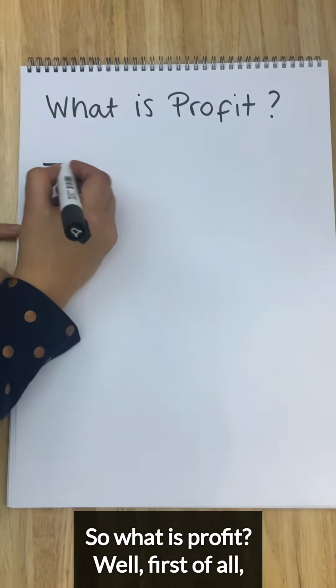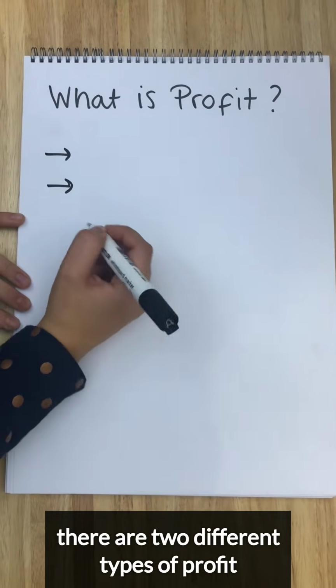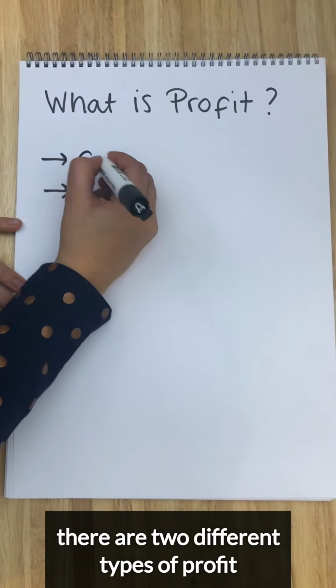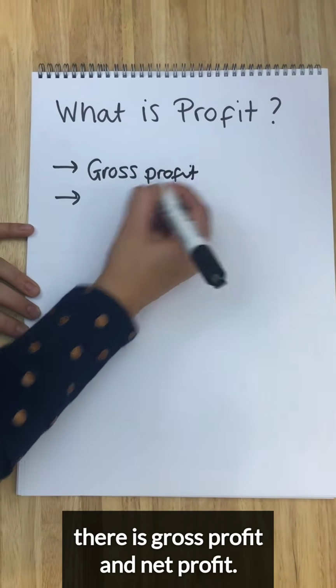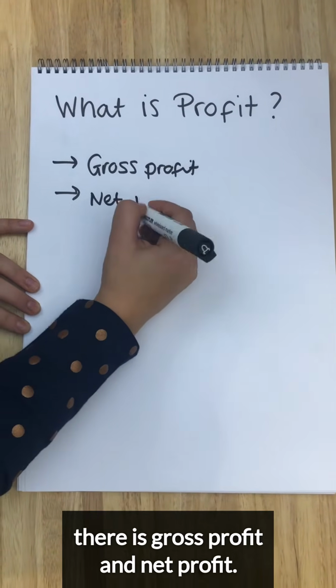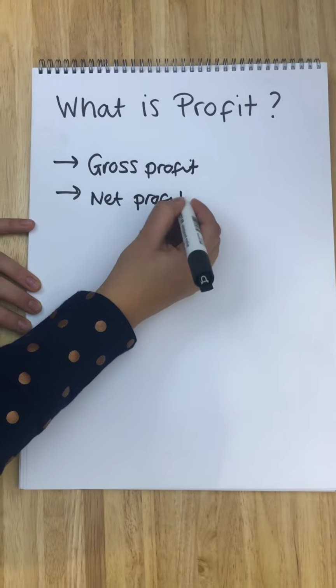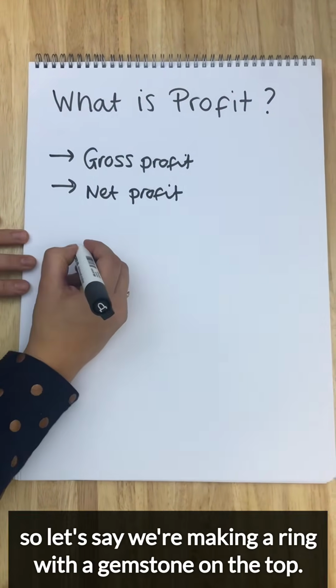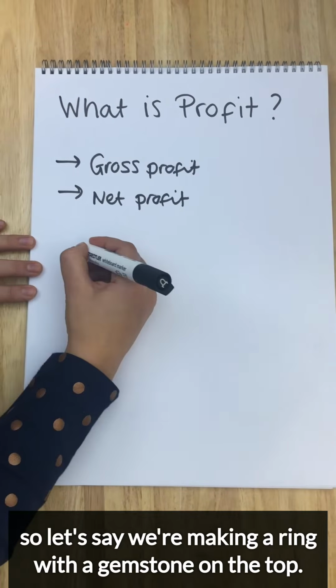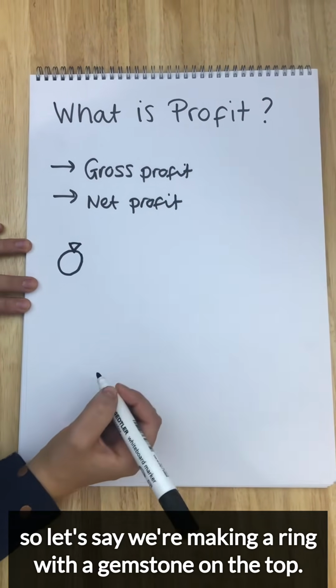What is profit? Well, first of all, there are two different types of profit. There's gross profit and net profit. Both important concepts for business, and I will explain. So let's say we're making a ring with a gemstone on the top.